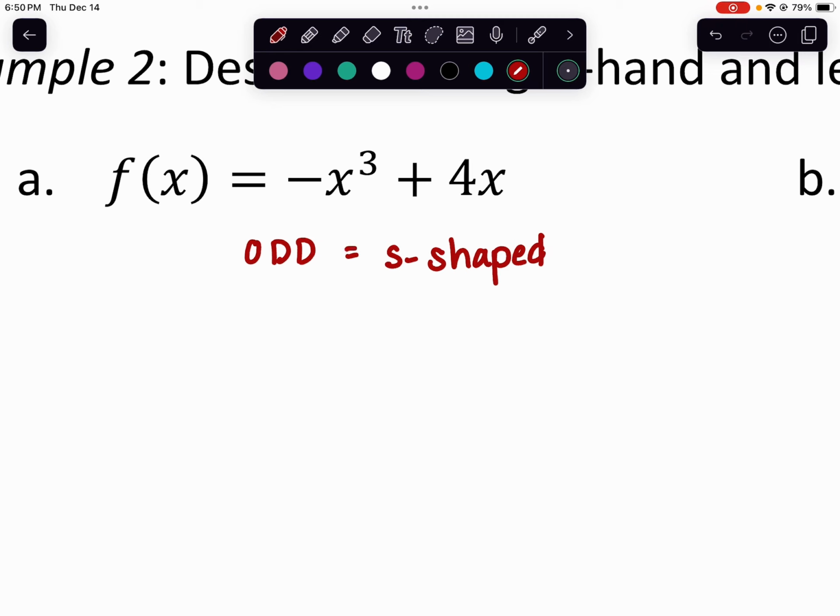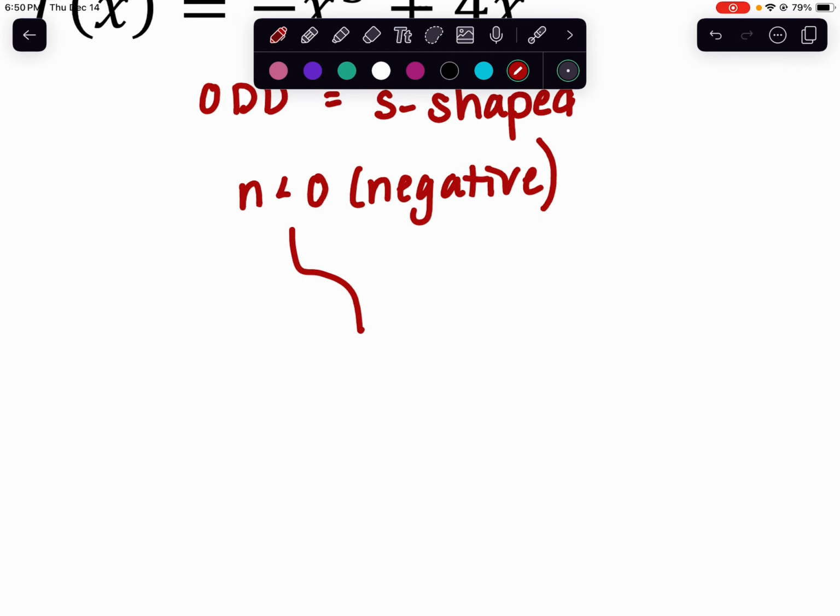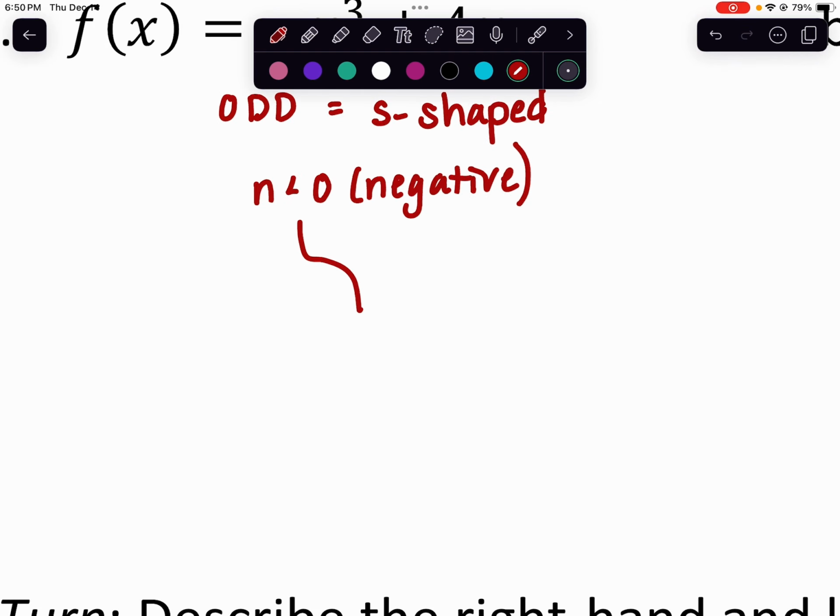Next, it is a negative, okay? So my n value is less than 0. That means my graph goes like this. Okay, don't care about anything else. We just know it's negative. So then we say, okay, as x approaches negative infinity, and then I'm going to say, okay, what does x do as it approaches positive infinity? And then we're going to say, okay, this is what f of x does for each.